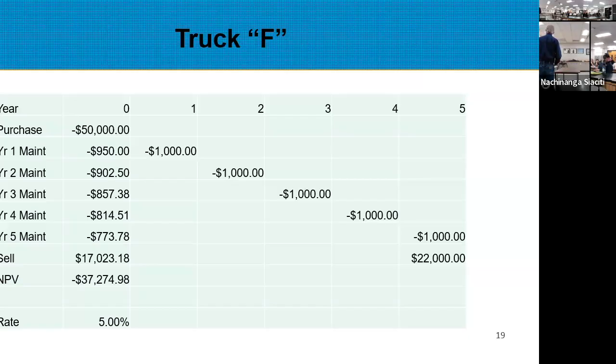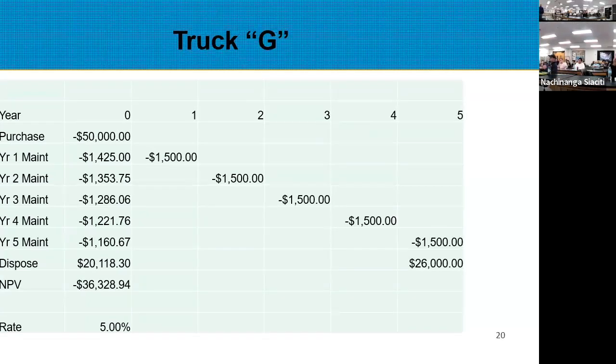So when we take a look at it, let's say 5% is going to be our interest rate. What does that do for us? Well, it gives us a net present value of $37,000. So for the next 5 years of your ownership and use of that truck, it's going to cost you $37,000.